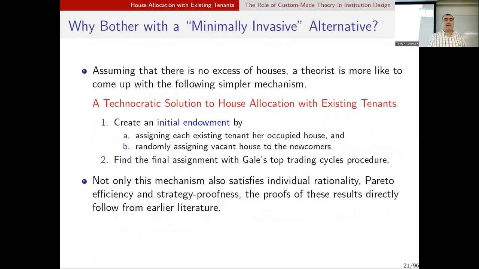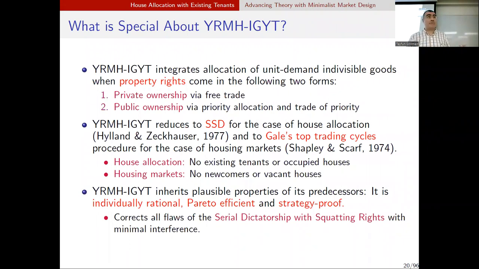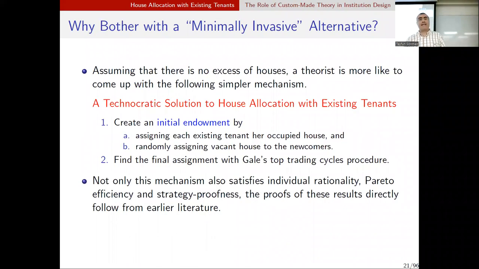I was very excited about this paper. I still am. I think Abdulkadiroğlu and Sönmez and this paper are the papers which made me who I am. So I'm presenting this at a few places. In two places, Carnegie Mellon and Northwestern.